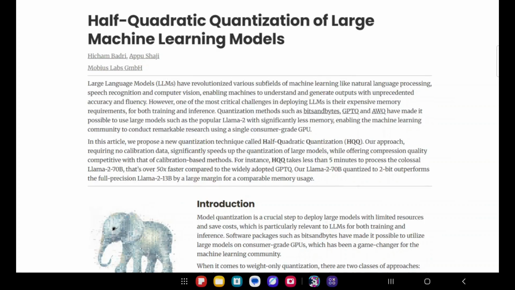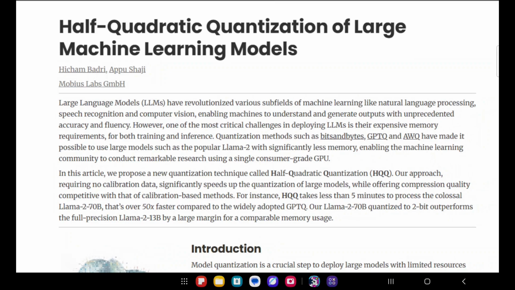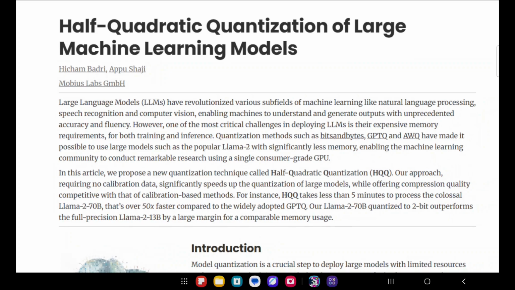So now let's go over half quadratic quantization of large machine learning models. This came out in November 2023, and this is the blog that they have shared. Here they have mentioned some points. Calibration data bias: the quality of calibration can be negatively affected depending on the calibration data provided. Calibration can be a heavy computational process, especially for very large models, which makes it very difficult to test and deploy multiple models. So in this blog, they explored half quadratic quantization, which minimizes errors in the weights themselves, preserving the model's fundamental building blocks.